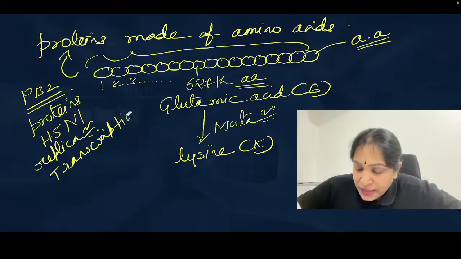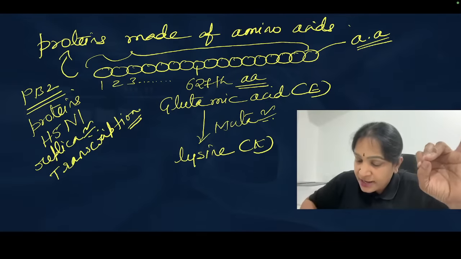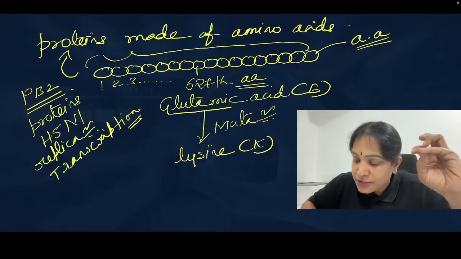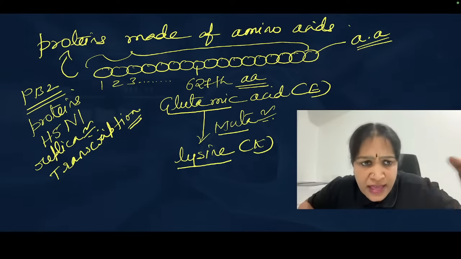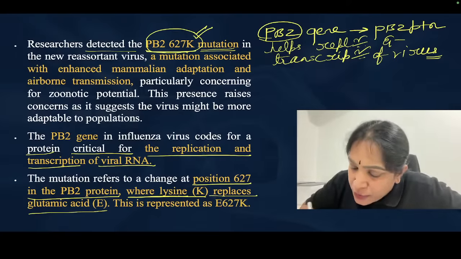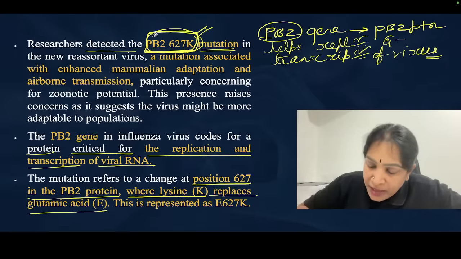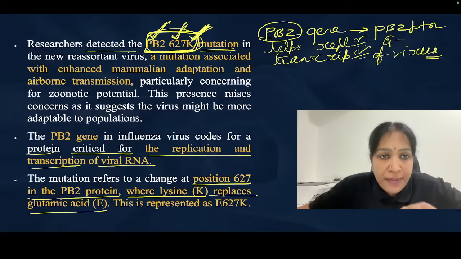Okay. Then in that protein, at the 627th position, originally there is glutamic acid. Because of a mutation, this is converted into lysine, K. Therefore, this mutation is called the PB2 627K mutation. I hope you understood this. At the PB2 protein's 627th position you have lysine, K. Therefore, it is called the PB2 627K mutation.